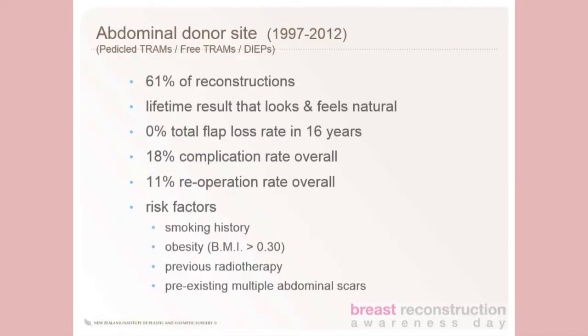For my practice, about 60% of the time, the abdominal donor site is going to be the best one, and that's where Alessandro spoke to you about that, and with the perforated flaps. And the reason that we as plastic surgeons like the Latissimus dorsi or the abdominal donor site is that if we can use your own tissue and create a lifetime result that feels natural, that's a better outcome in the long run than implants. It's just that it's not always available.